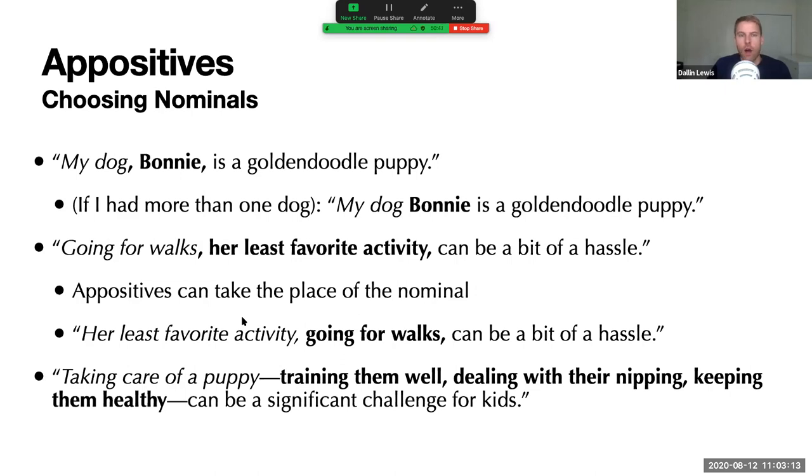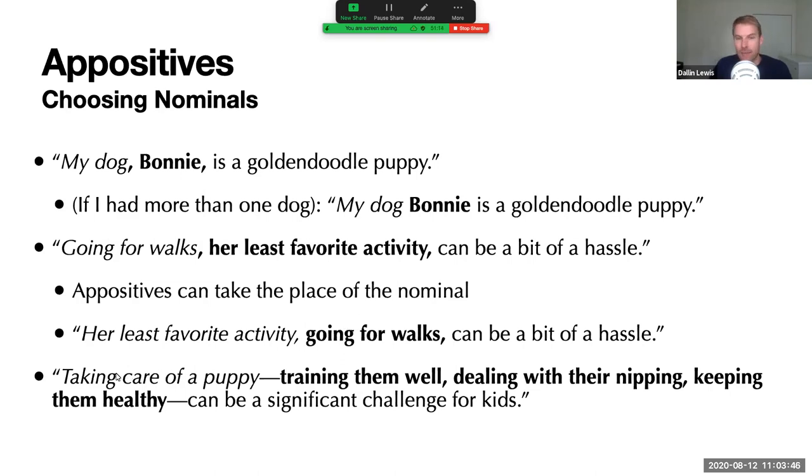notice that appositives have to have the same grammatical structure or form of what you are making it parallel to. So up here, we have a noun phrase, my dog, and we have another noun phrase, Bonnie. Here we have a verb phrase, which we'll talk about later, going for walks. And wait a minute, I'm sorry. I said you had to have the exact same grammatical phrase, but this one obviously does not. I would say it's a bit stylistically more elegant if you do.